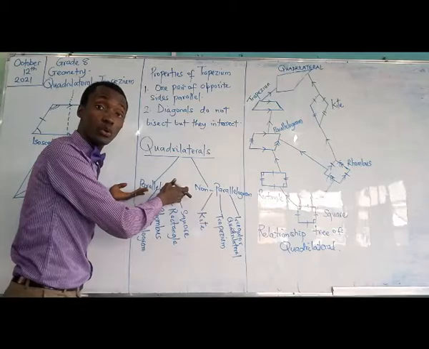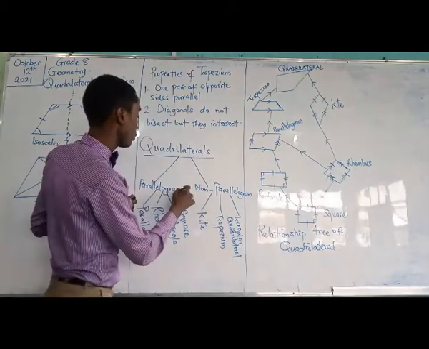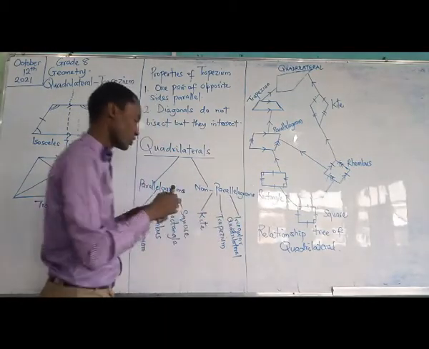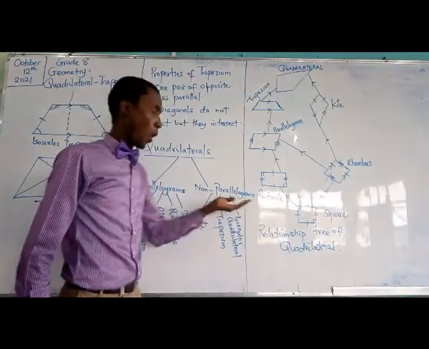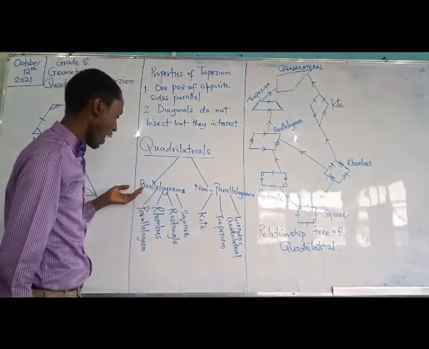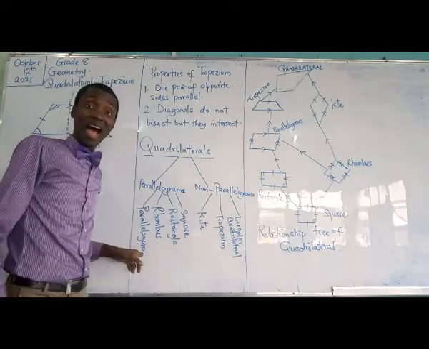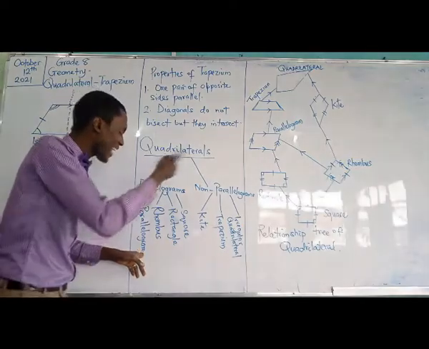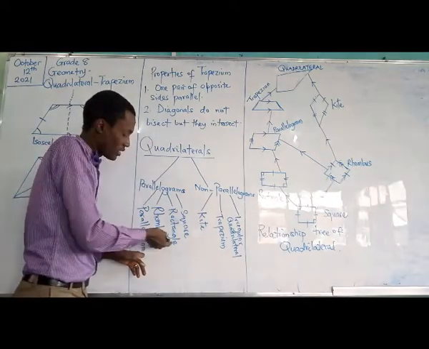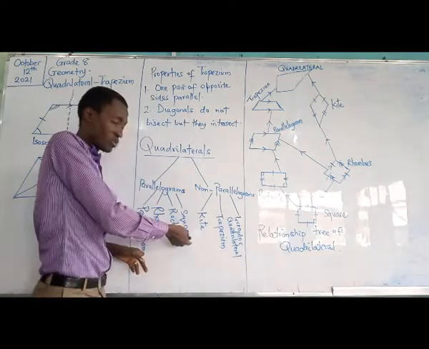We have the parallelograms, and let's make that plural. And we have what is called the non-parallelograms. Now, under parallelograms, we have parallelograms as a special type, that is, parallelograms that are neither rhombuses, rectangles, or squares.